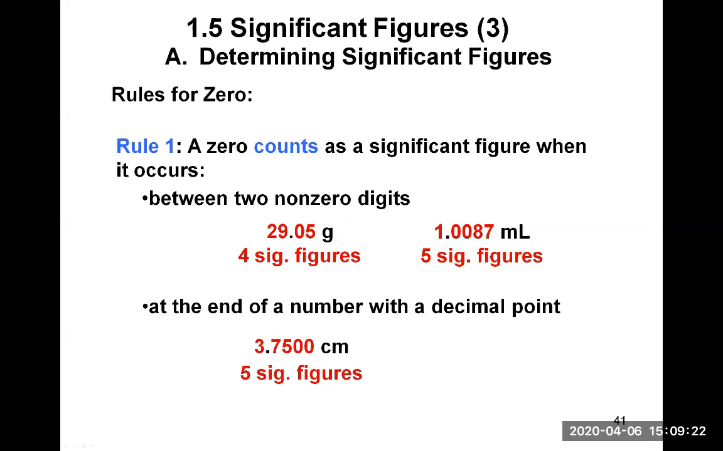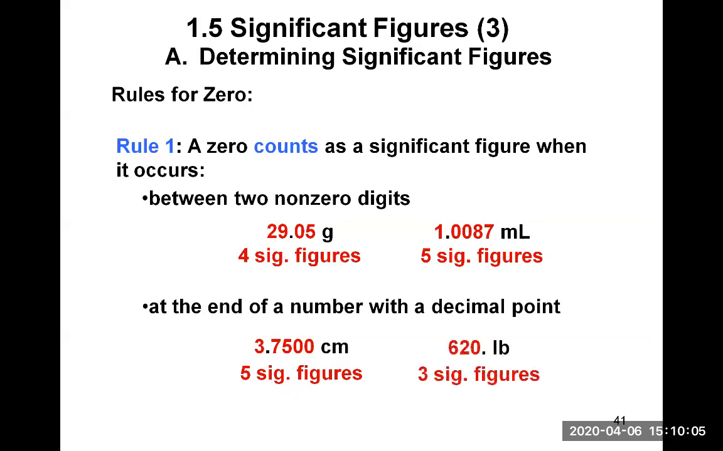For example, 3.7500 centimeters. In this length, the 3 is known for certain, the 7, the 5, the first 0, and then the last 0 is estimated. And they all count because we see the decimal point here. The dot between 3 and 7 is visible, and so that makes all the zeros after the non-zero digit significant because we see the dot. So in this number, we would have 5 significant figures.